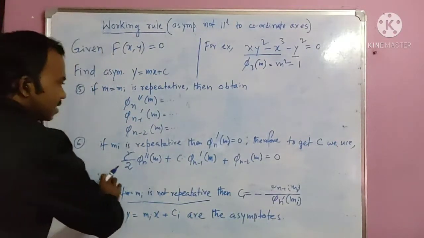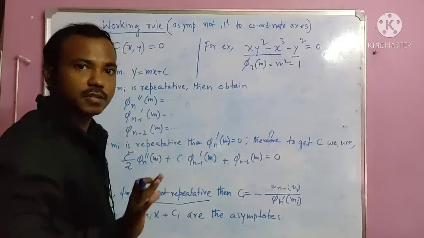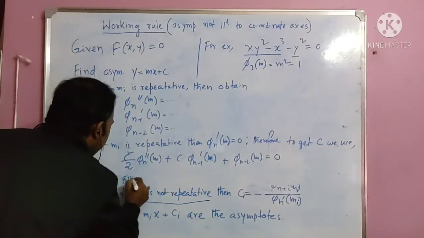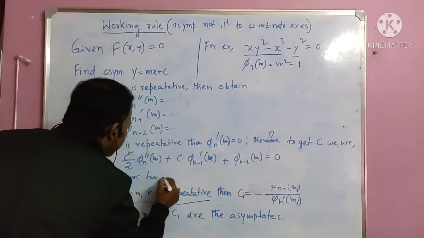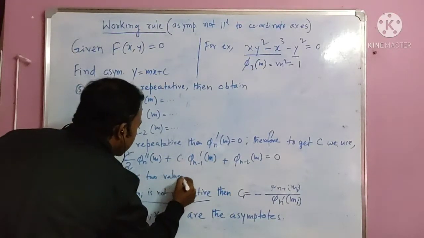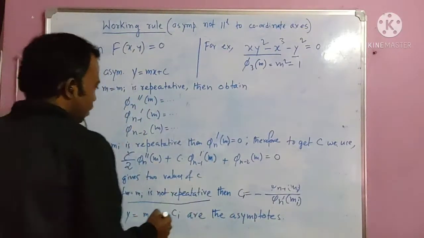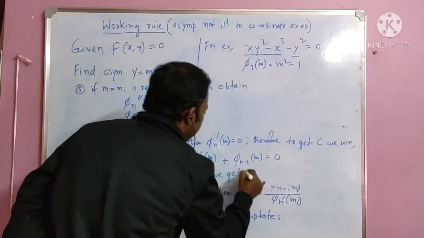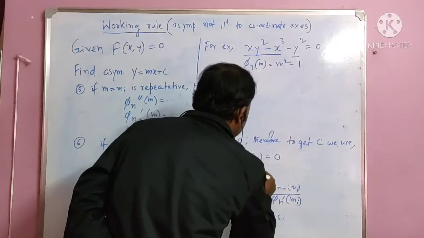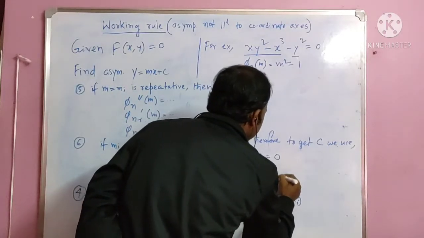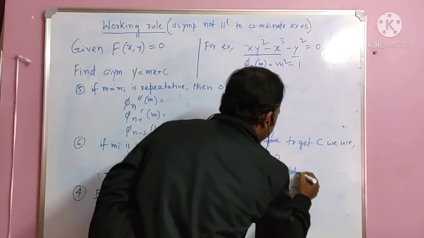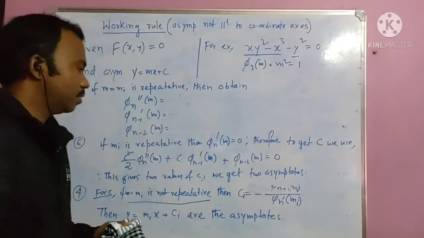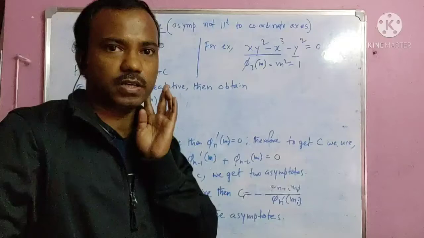And look, this is a quadratic equation of C. Therefore, this gives two values of C. If we get two values of C, then we get two asymptotes, right? So these are the working rules.